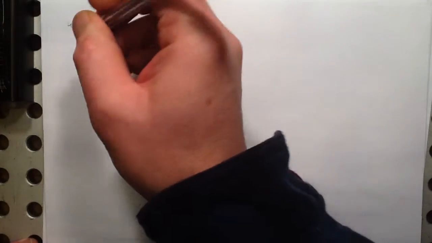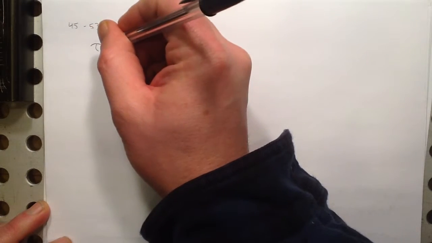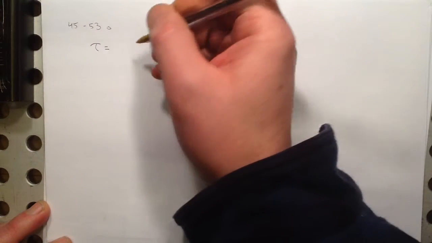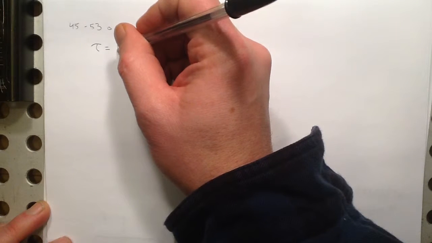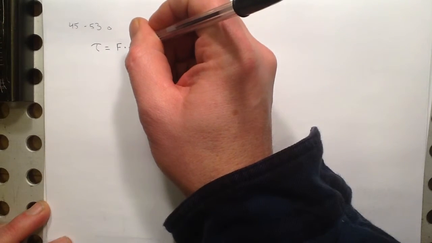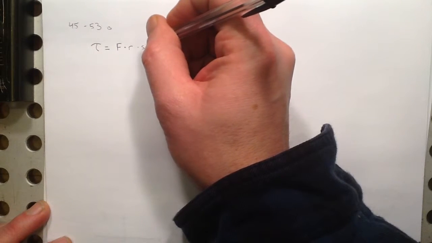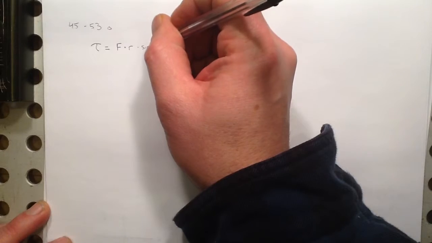All right, solutions for problems 45 to 53, odds, from Chapter 10. These are problems about torque. I'll just remind you here that torque is the rotational analog of force, and we calculate it: force times radius times the sine of the angle between them.